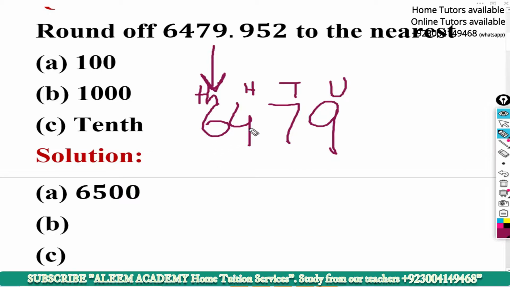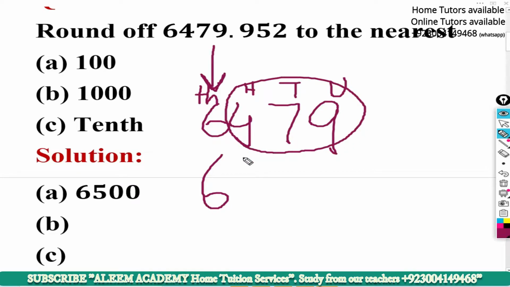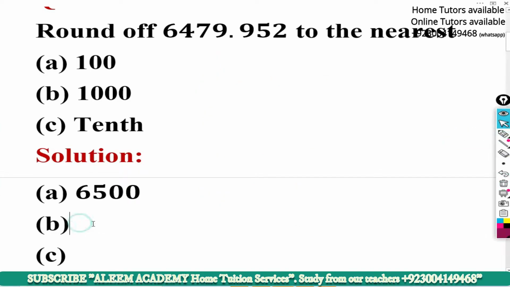We will not add 1 to 6. Why? Because the next number is 4 and 4 is less than 5. So 6 will come as it is, and all the next numbers will become 0. So you got it. Why are we not adding 1? Because the next number after 6 is less than 5. So 6 will come as it is, and the next numbers will be written as 0, 0, 0, and the answer will be 6000. Let's write down the answer for the B part.